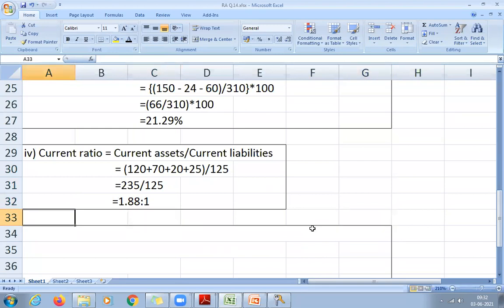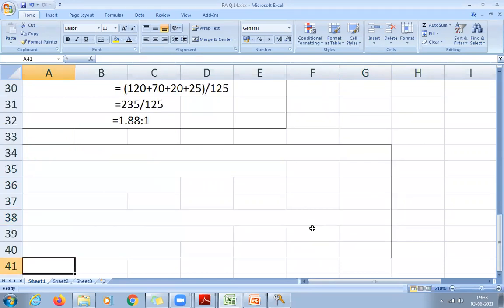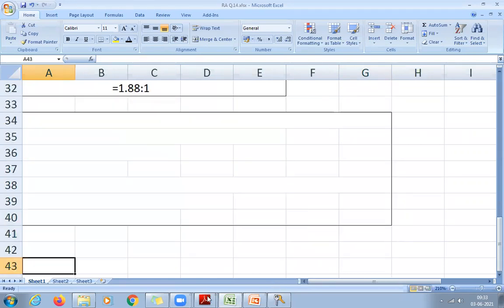The standard ratio is how much? 2:1. 2:1 is the minimum they need to have. If it is a bank or other financial institution, it will be more than that, sometimes 5:1. But for a normal company, a manufacturing company, it is minimum 2:1. So the current ratio is not good. That means the company has to invest more in current assets and reduce their liability. That is the current ratio.